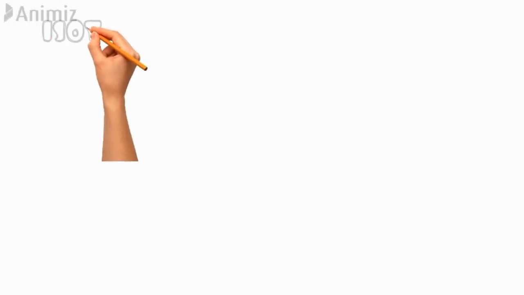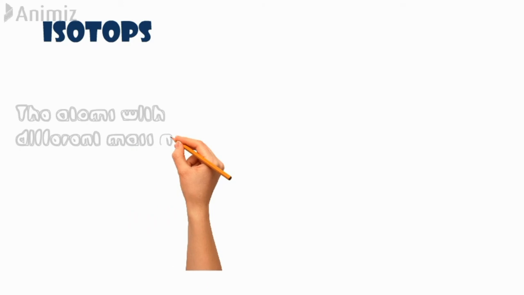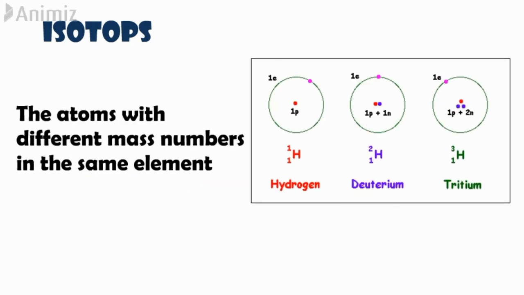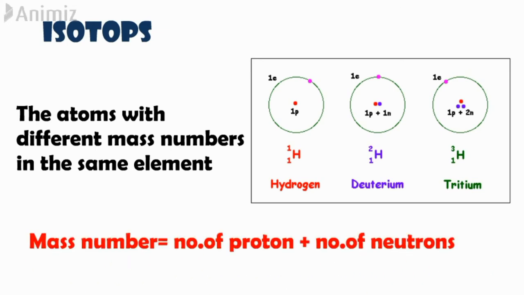Now let's see what isotopes are. Atoms of the same element with different mass numbers are known as isotopes. If we consider hydrogen as an example, it has 3 isotopes and they are called protium, deuterium and tritium. If you observe the hydrogen atoms, all 3 have the same atomic number, 1. And the mass number, which means the number of protons plus the number of neutrons, is different for each and every hydrogen atom.